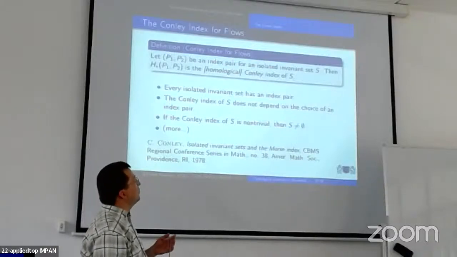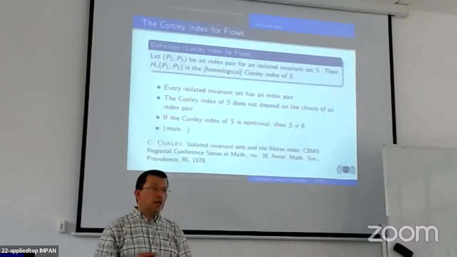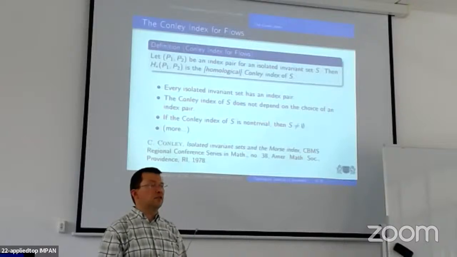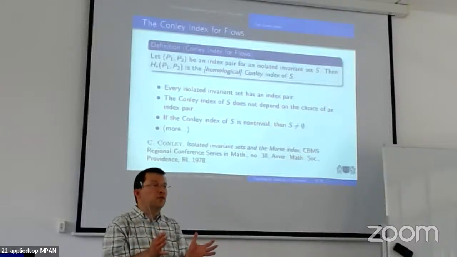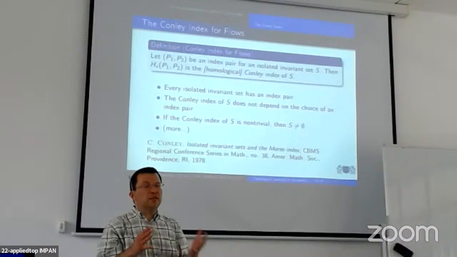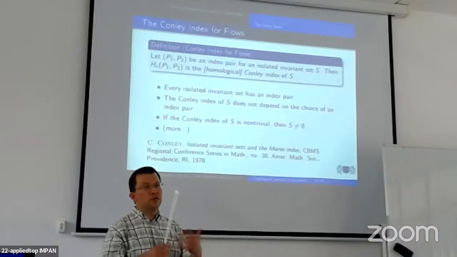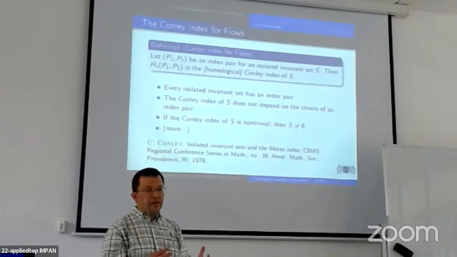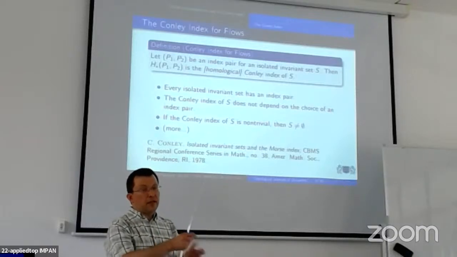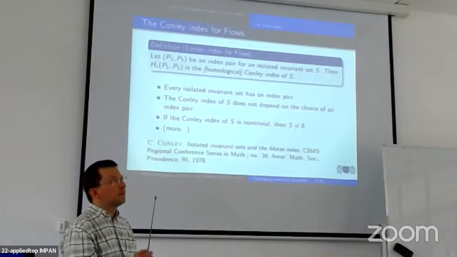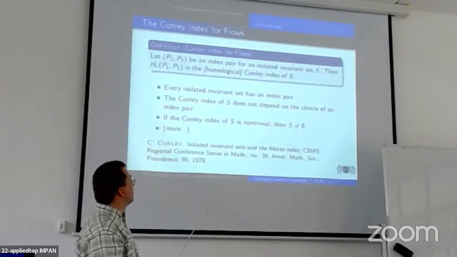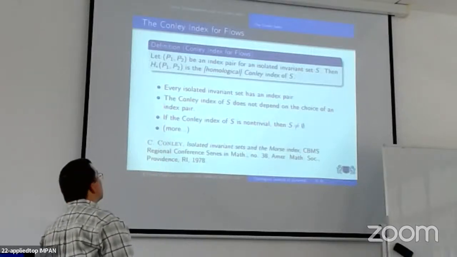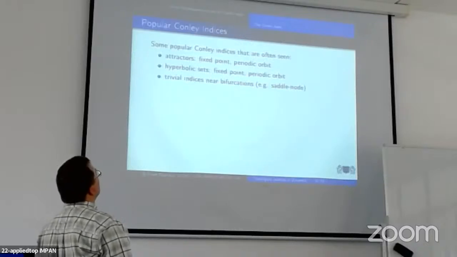You also don't need to know the actual location of this isolated invariant set, just an isolating neighborhood. So this is something that we can actually construct using rigorous numerics: construct an isolating neighborhood, then get the index pair and the exit set, and then we compute the Conley index. I'll show how this works in practice.